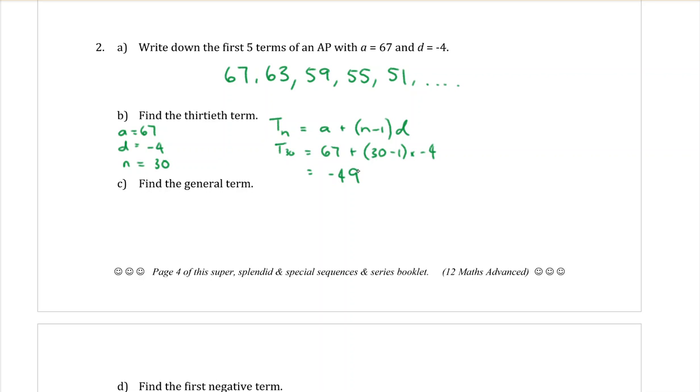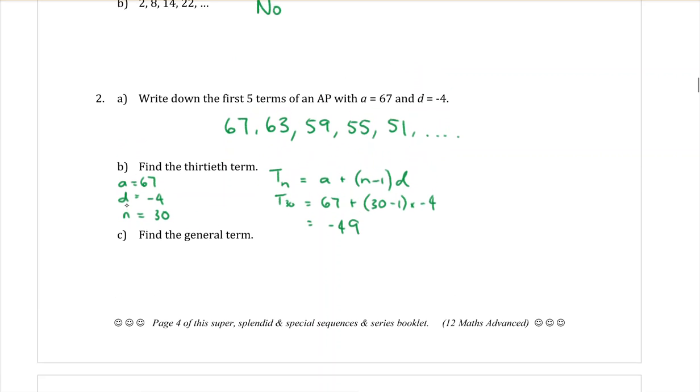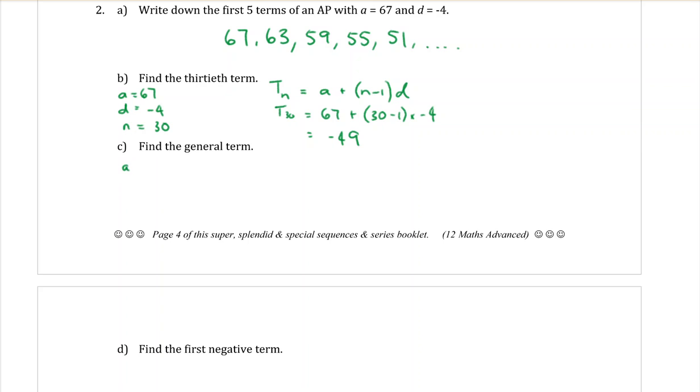Okay, done? Next one. Find the general term. The general term, we did do some of those in the first exercise, means we want to have an equation that has the term represented by n still in the equation, right? So we're still going to use a is equal to 67, and the difference is still going to be equal to negative 4, but we want it for any value of n. We want n to still be in there.